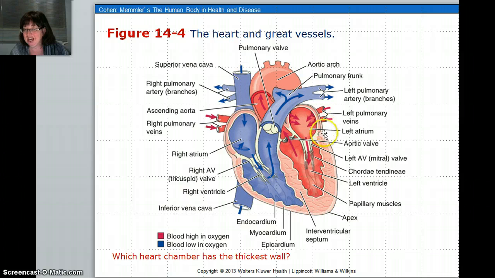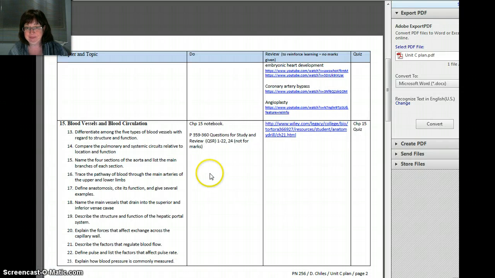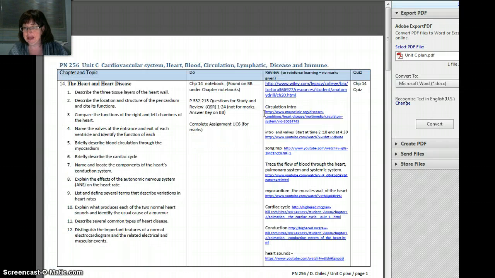The left side is a little stronger. That's because this is the side that pumps to the body. It needs to be stronger than the side that pumps to the lungs. I'll talk about that in a bit, but first off, I want you to look at the embryonic heart, because once you look at how the heart forms embryonically, it makes a little more sense as to why this is all twisted.